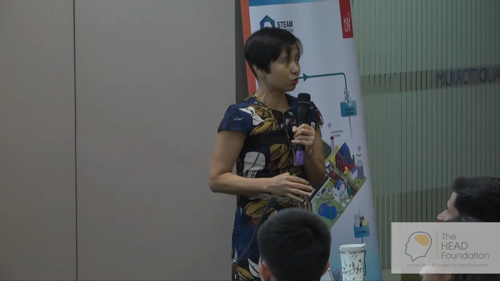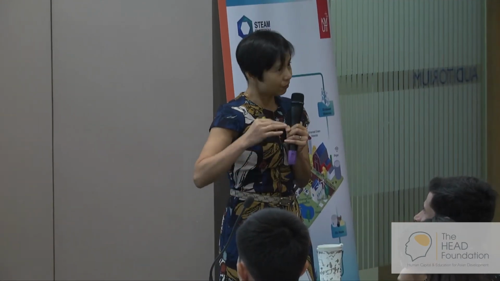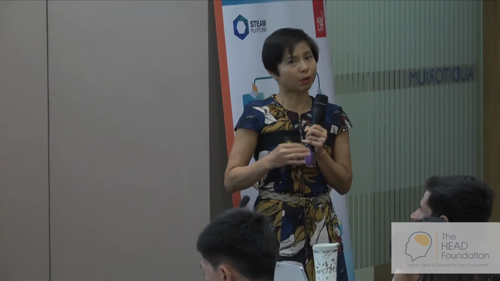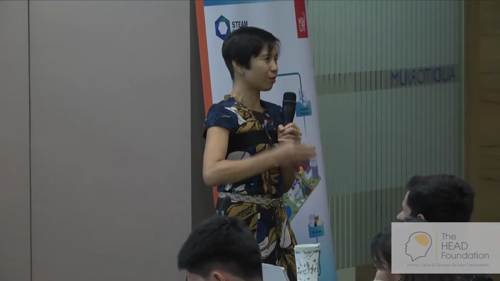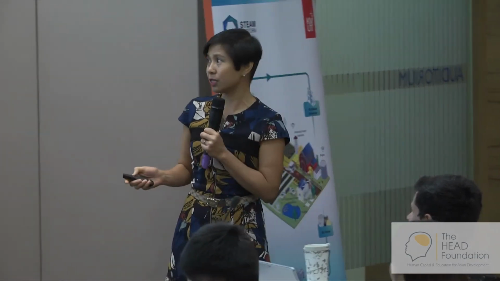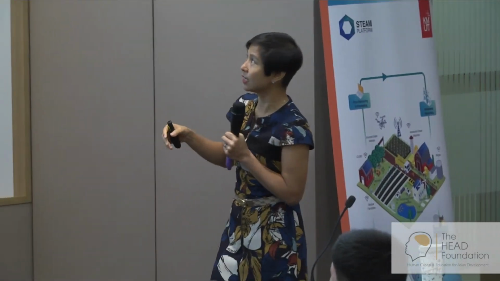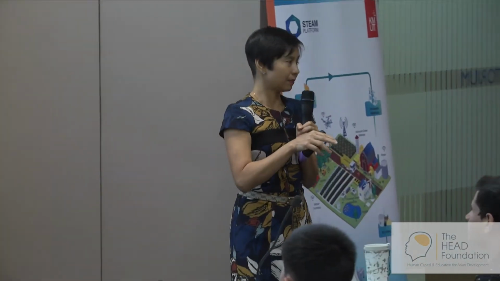Ultimately, you've got to create social and environmental impact versus only economic impact. Today's business school will tell you primarily, you have to survive your business first, economic, profit. But I think we need a different mindset there. Now, the business model design guided by sustainability principles, the three pillars, social, environmental, economic, or the three Ps, planet, people, and profit, will address two things.